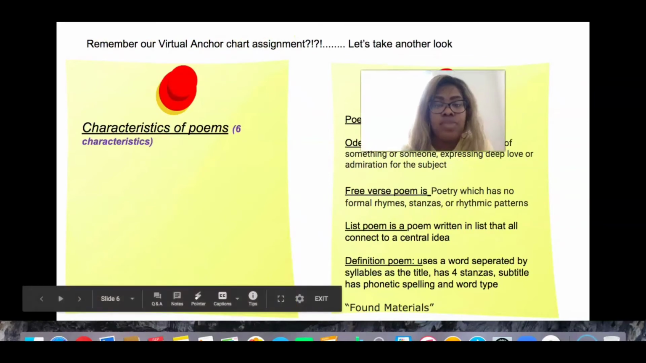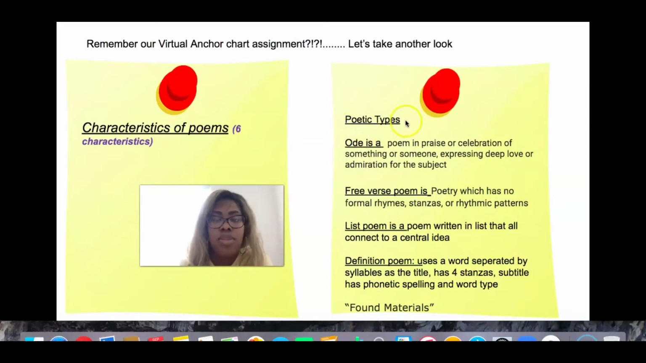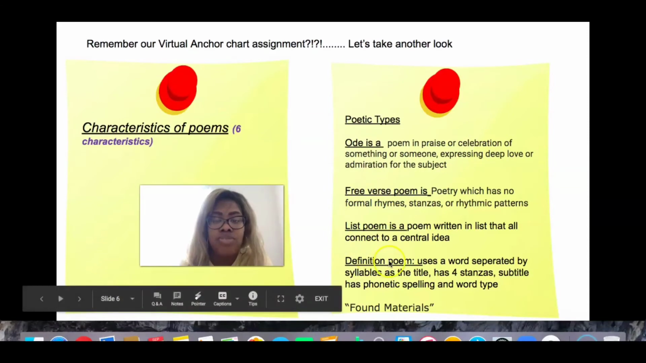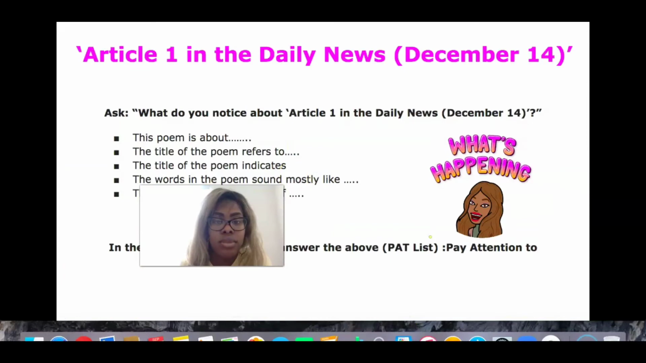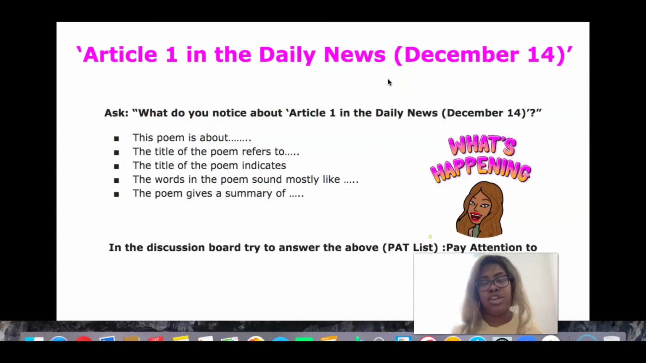Remember this virtual anchor chart that we did earlier? I want us to look at this again. So far, the poetic types that we've talked about are an ode, a free verse poem, a list poem, a definition poem, and now we're going to add what's called a found materials poem. So now I want you guys to take your attention to the poem on page 155.